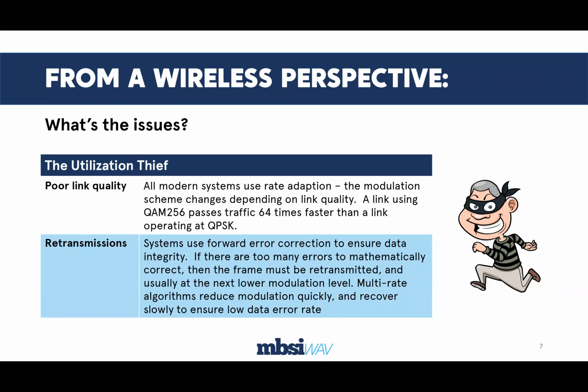So if we have this multi-rate algorithm reduce the modulation level, it usually takes quite a volume of traffic in order to have that modulation level recover. It does not come back up as fast as it goes down ever. So those are our utilization thieves.